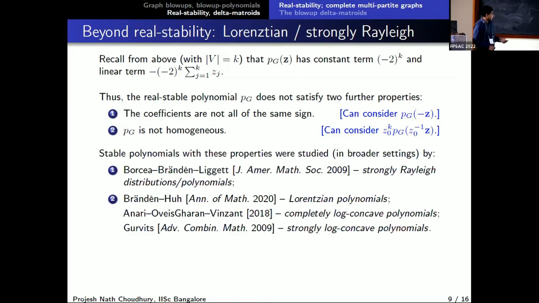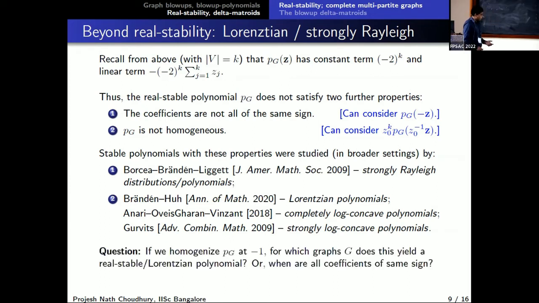Stable polynomials with these additional properties were studied in even broader settings by Borcea, Brändén and Liggett, and they call them strongly Rayleigh polynomials, that is, all coefficients are of the same sign. The homogeneous stable polynomials are broadly studied as Lorentzian polynomials by Brändén and Huh. They were also studied by Oveis Gharan, Vishnoi and Anari, who called them completely log-concave polynomials, and Gurvits called them strongly log-concave polynomials.